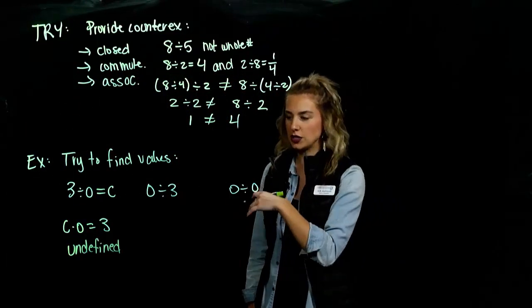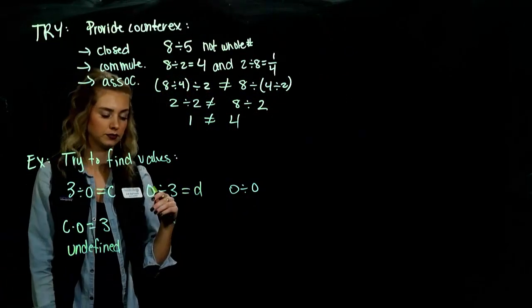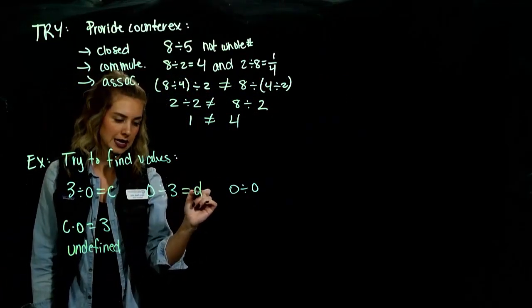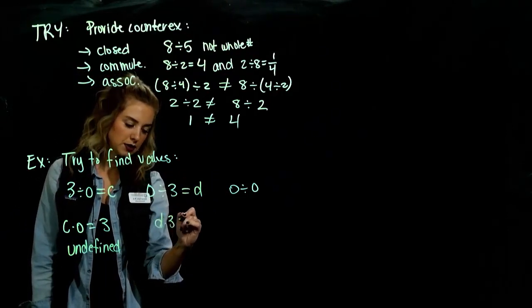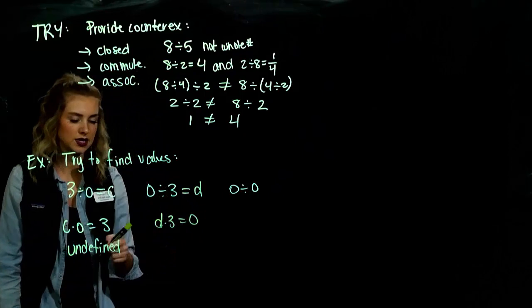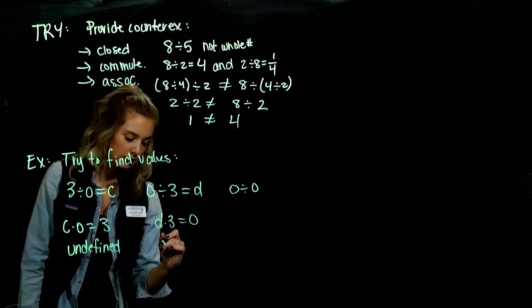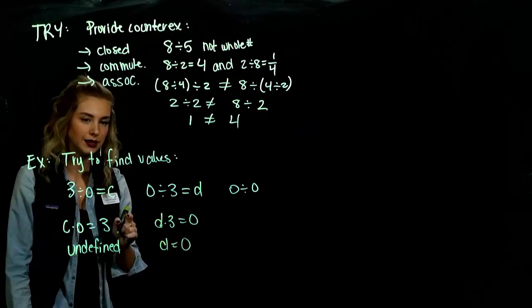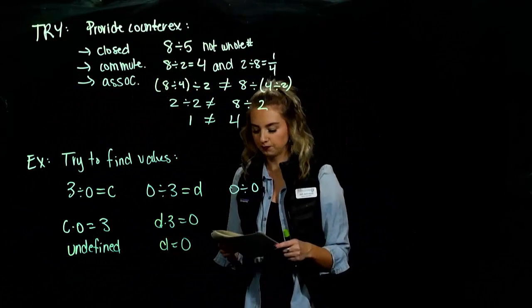But if we change the order, I'm going to set this one equal to D. Something different. So we can set it up as multiplication. D times 3 has to produce 0. So what D value do we need there? A 0 to make everything go away. So D has to be 0. That one is defined.